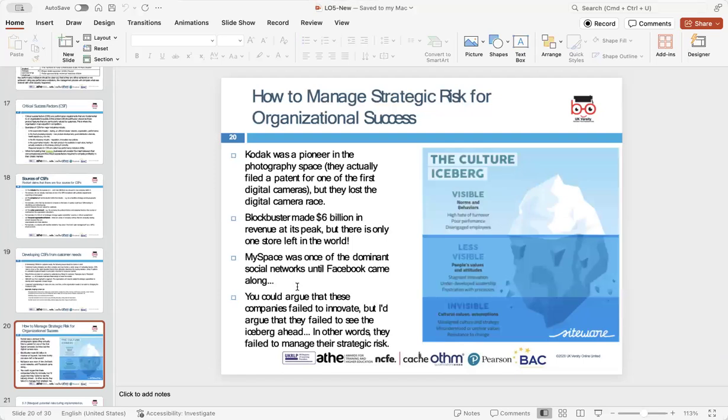How to manage strategic risk for organizational success? Several companies provide examples of how failing to manage strategic risk can result in lost opportunities for business. Kodak, for instance, was once a leader in photography and even developed early digital camera technology. However, the company failed to embrace the digital transition, resulting in decline.